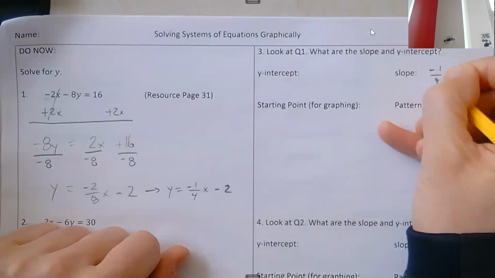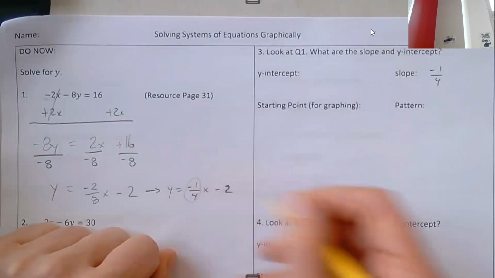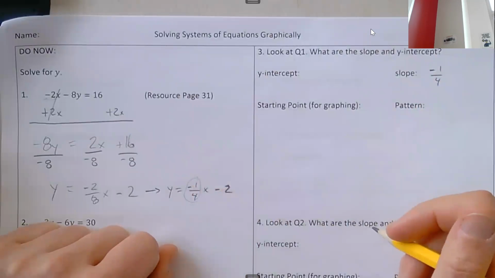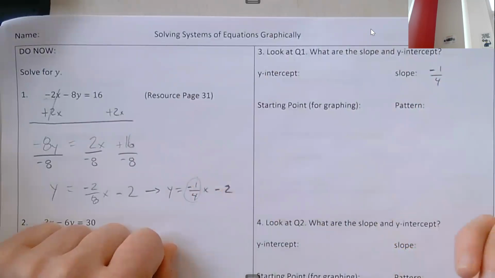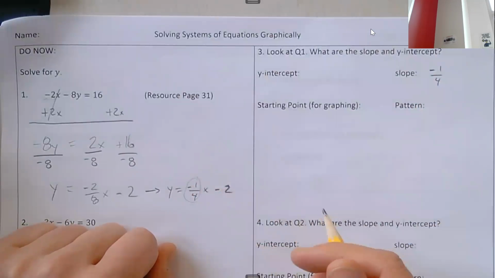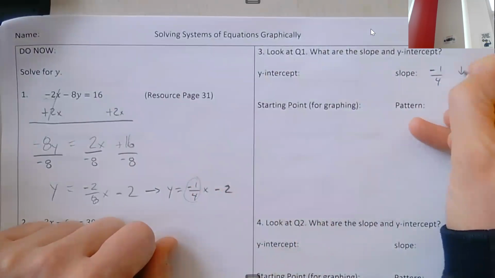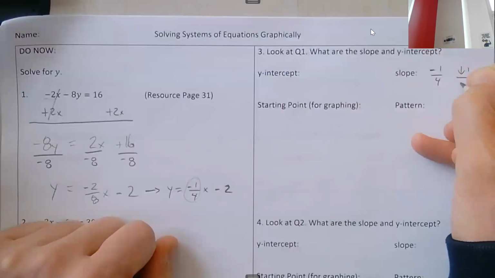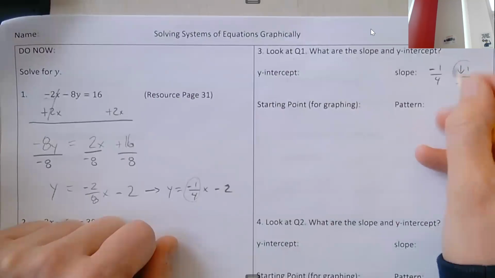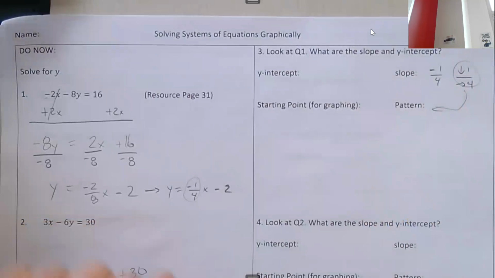Negative 1 over 4 is the slope. How do we know that negative 1/4 is the slope, Douglas? Okay, cool. So let's talk about the graphing pattern. You're right that negative 1 is down 1, and then the 4 in the denominator is to the right 4. So our pattern is going to be down 1, right 4. Good job.